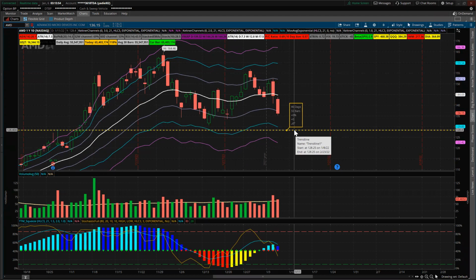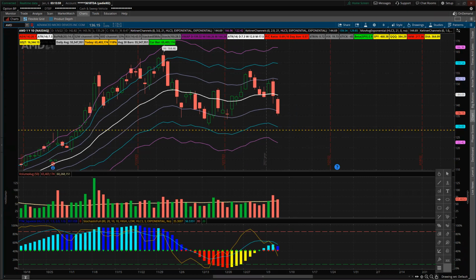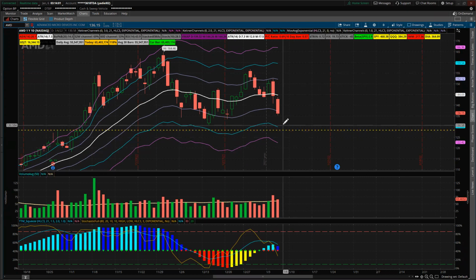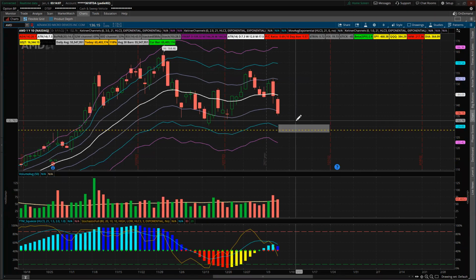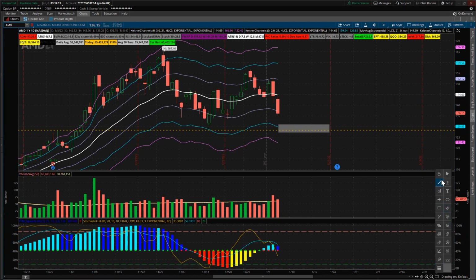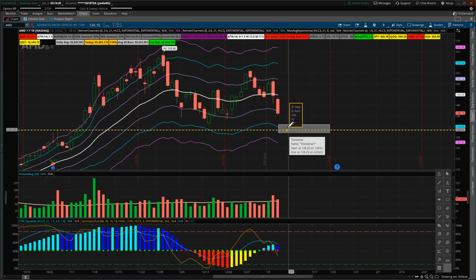We marked this trend line here for 128. That's the projected area in which we want to look into buying AMD, right? Buying some calls for the future. AMD reports earnings on the 26th of January. So we're looking to buy some puts when the bell rings and getting out, taking profits at this area here.